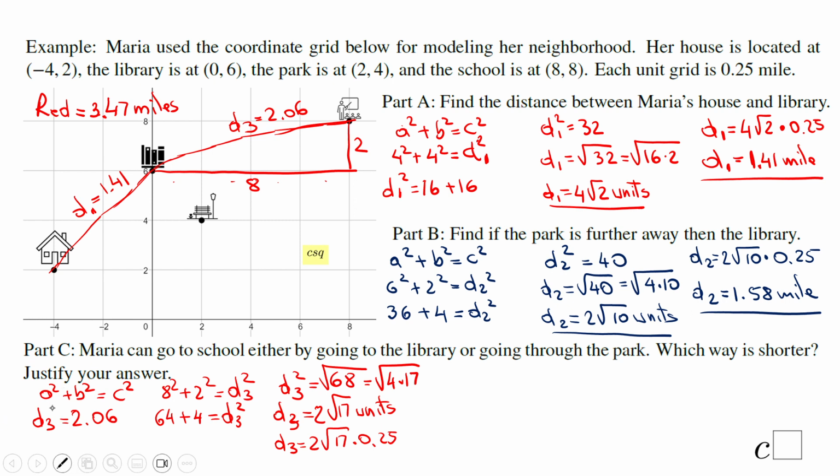That's one way for Maria to go to school, but she can use a different way. She can use this blue way, I'm gonna call it, go to the park and go to school. And if you remember, this is D2, which is 1.58 miles. I'm only gonna need to find this length.